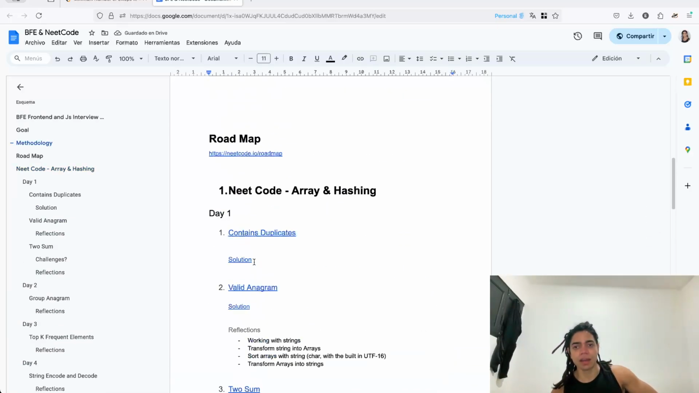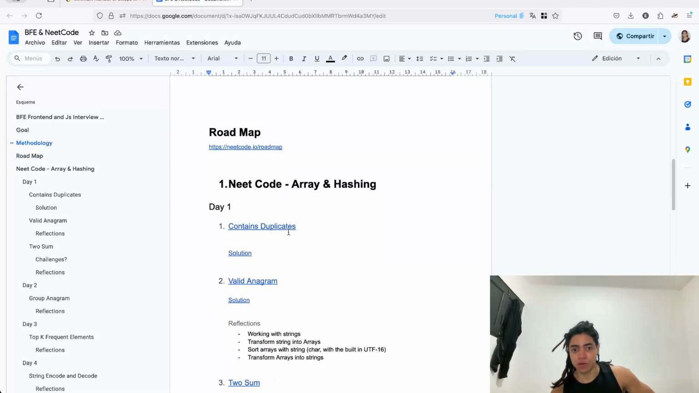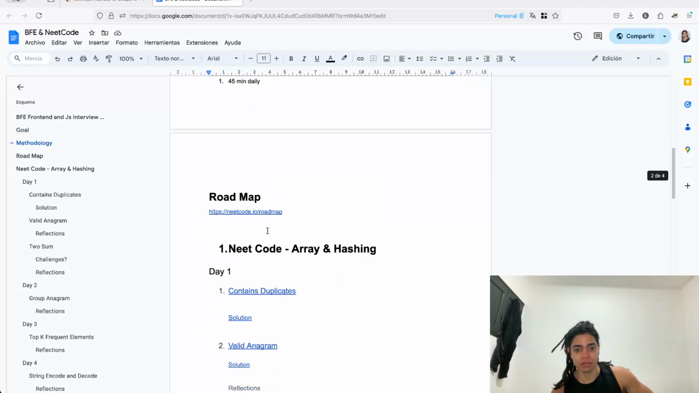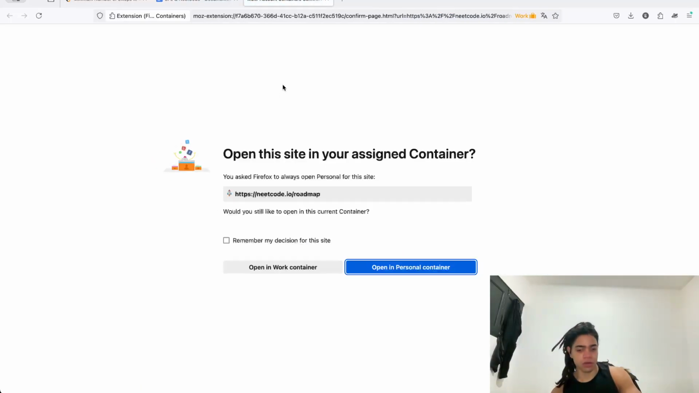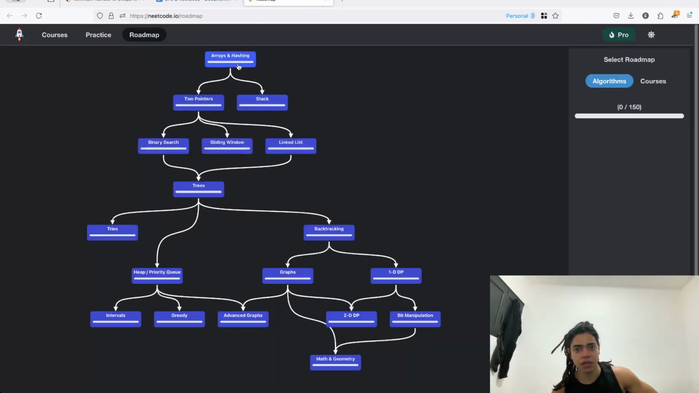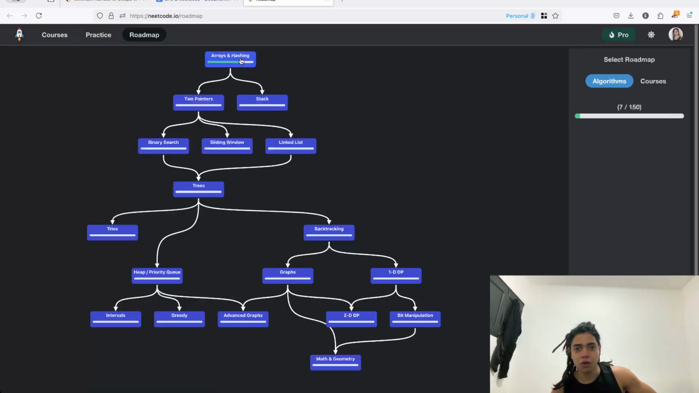And then if we weren't able to solve that particular problem, then we're going to take the video solution as a way to recognize the pattern. So here in this first section, which is the roadmap, is a way to see how you can use arrays and hash, that is going to build your foundation.